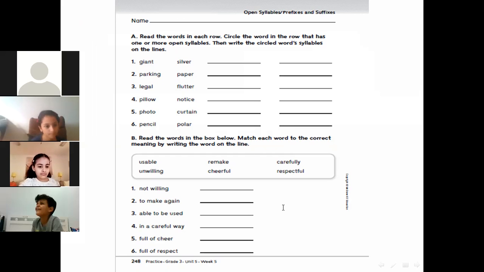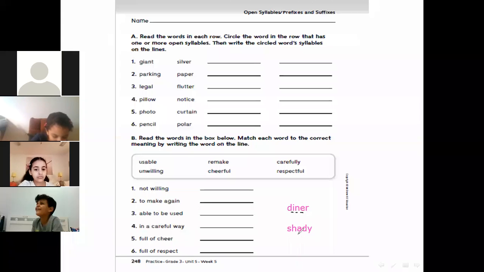Give me a second to write them clearly here. Diner and shady, okay? Look here. Here we have vowel, consonant, vowel. And here, vowel, consonant, vowel. So they will have a long sound. Even if we divide them as closed or open syllables, we will read them with a long vowel, like diner and shady.